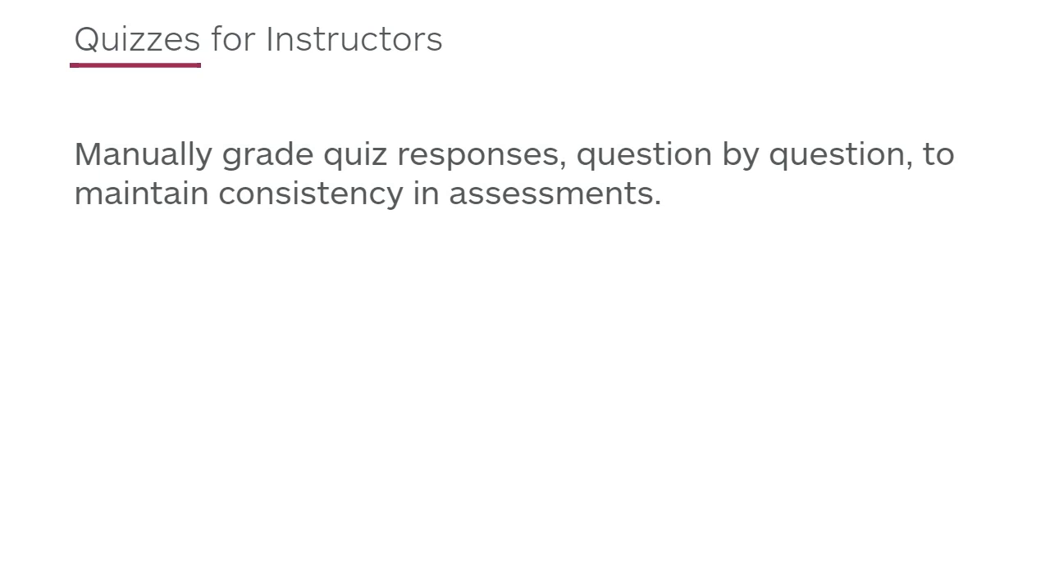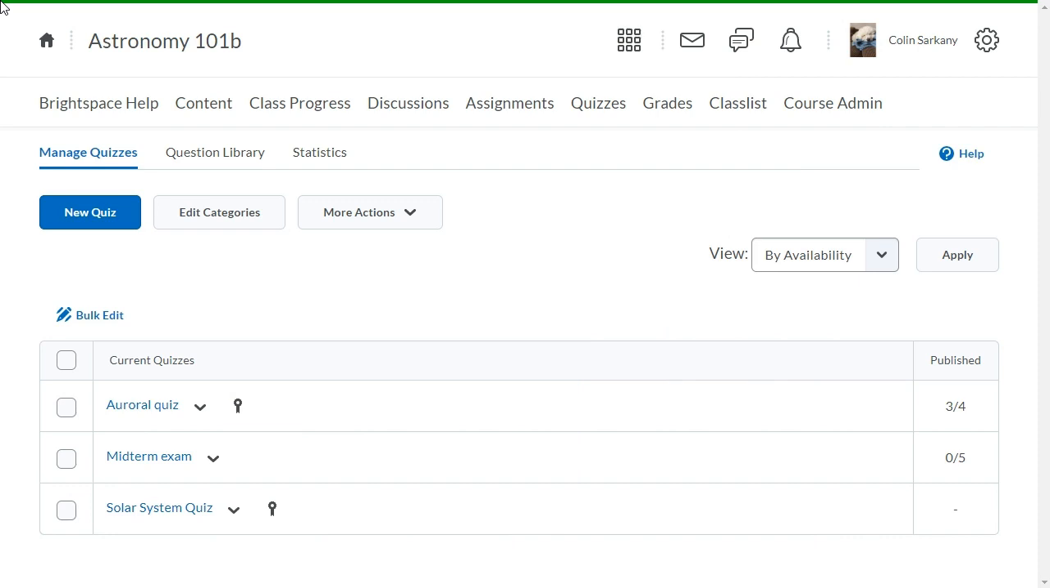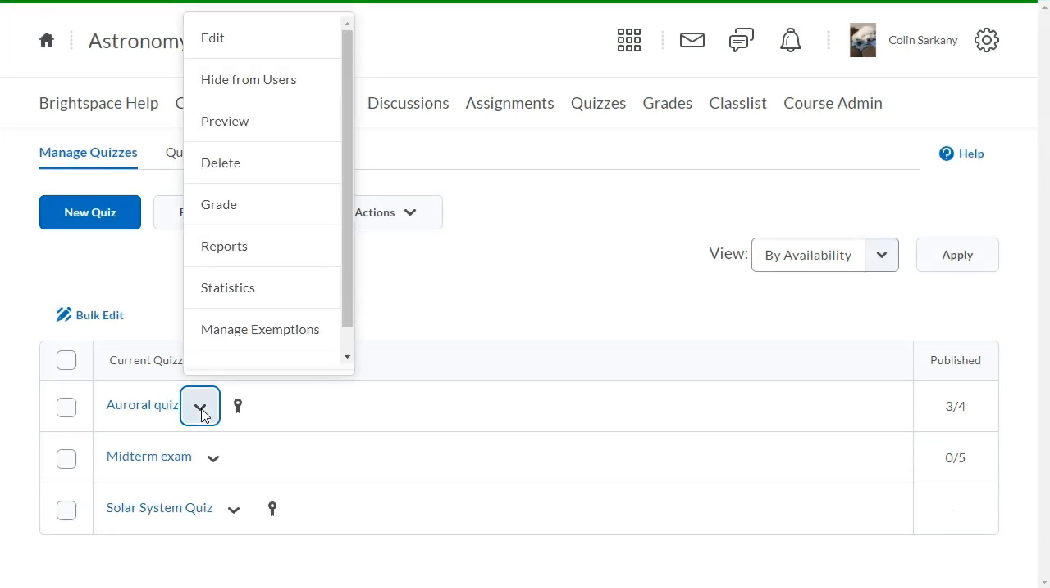Manually grade quiz responses, question by question, to maintain consistency in assessments. This tutorial shows how to manually grade a quiz. To begin, from Quizzes, click the context menu of the quiz you want to grade, and select Grade.